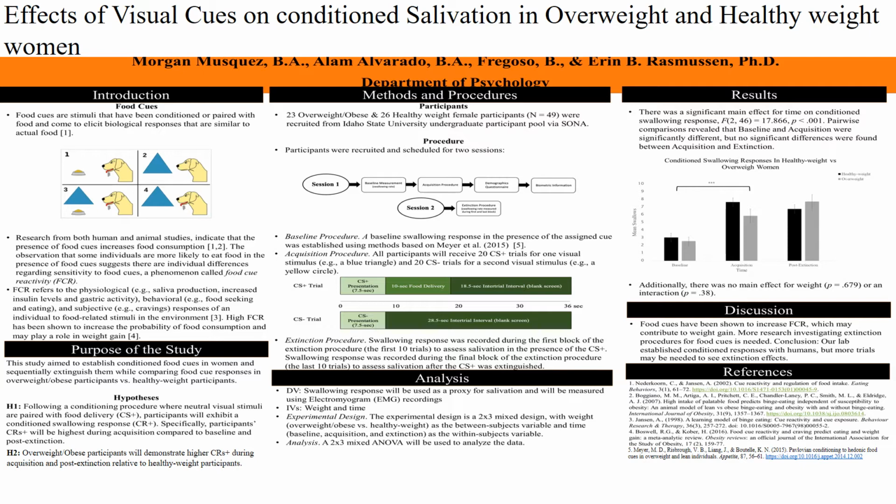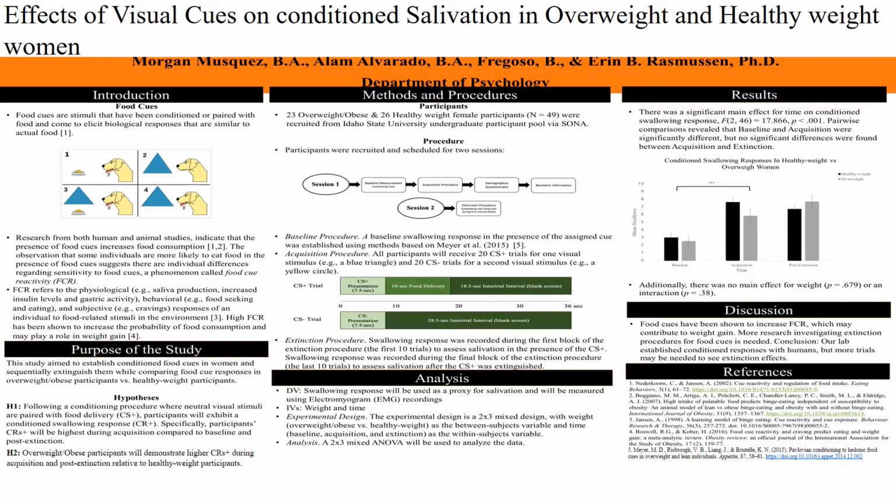In food cue reactivity, high food cue reactivity has been shown to increase the probability of food consumption. So examining the relationships between food cues and food cue responses is an important step to understanding obesity. Importantly, we first needed to examine the extent to which we could condition and extinguish food cues in a laboratory setting. We also wanted to compare the conditioned responses between healthy weight and overweight participants. This was the overall purpose of our study.